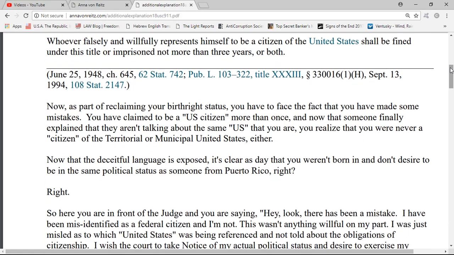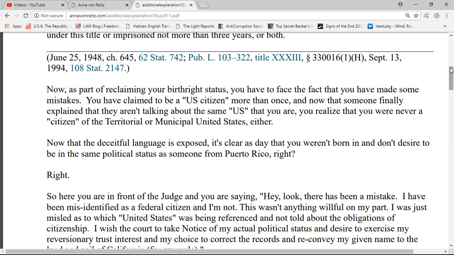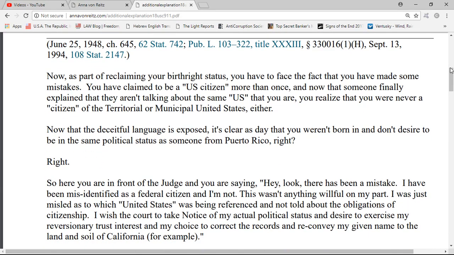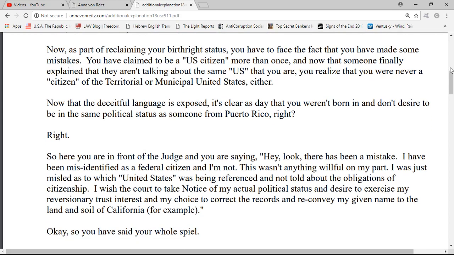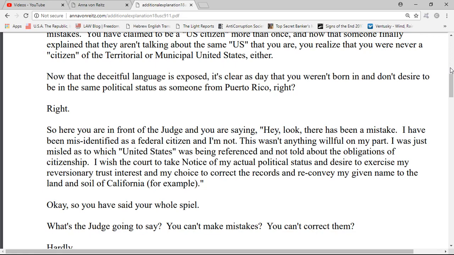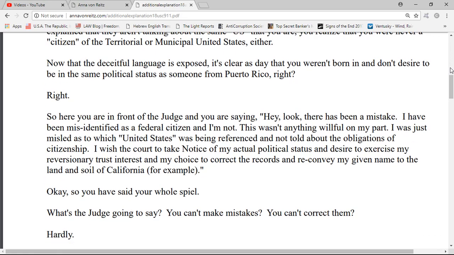And let me read on. Now, as part of reclaiming your birthright status, and by the way, this is for educational purposes only. It's not legal advice. I'm just reading an article. Now, as part of reclaiming your birthright status, you have to face the fact that you have made some mistakes. You have claimed to be a U.S. citizen more than once, and now that someone finally explained that they aren't talking about the same U.S. that you are, you realize that you were never a citizen of the territorial or municipal United States either.